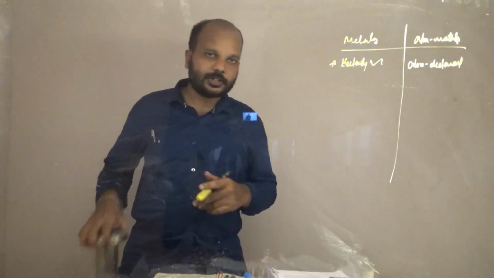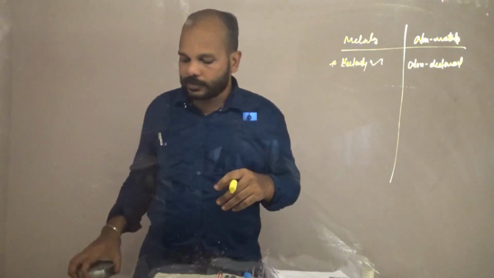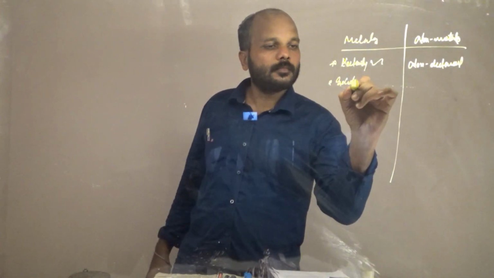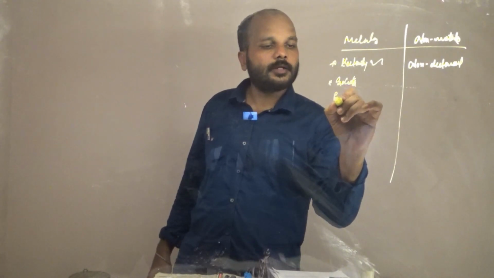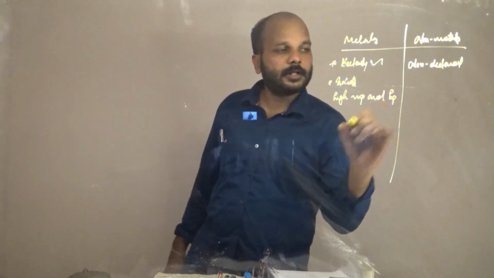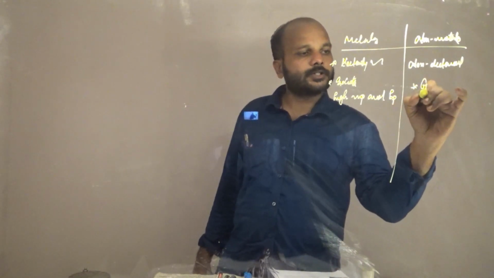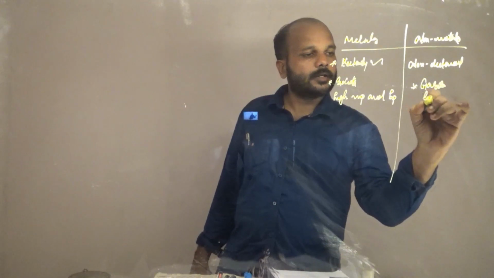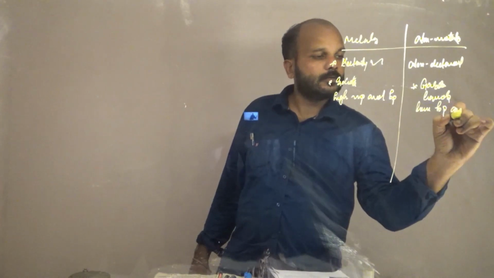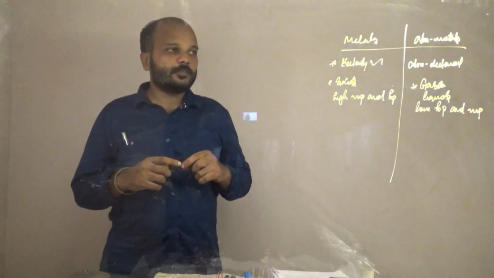Even here you can see this is steel, so it is solid in nature. Metals are solids with high melting and boiling points. On the other hand, for non-metals it is the opposite. They are gases and liquids with low melting and boiling points. So that is it about the non-metals.